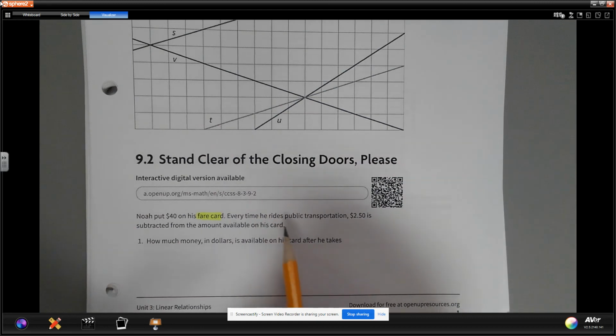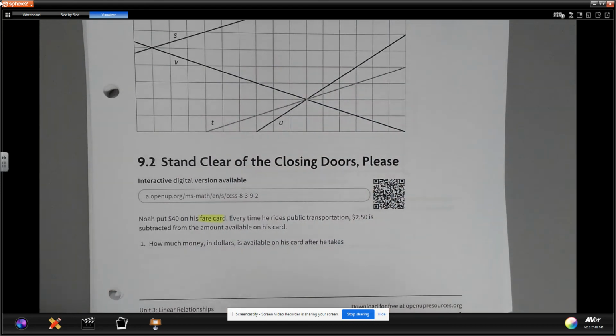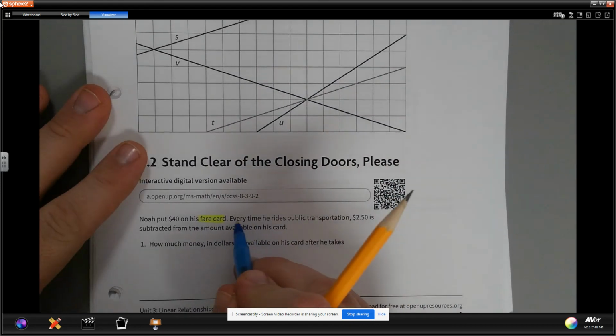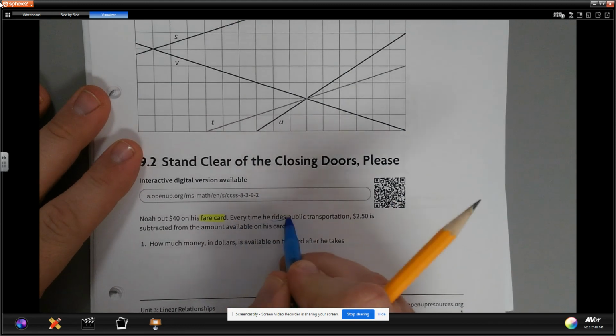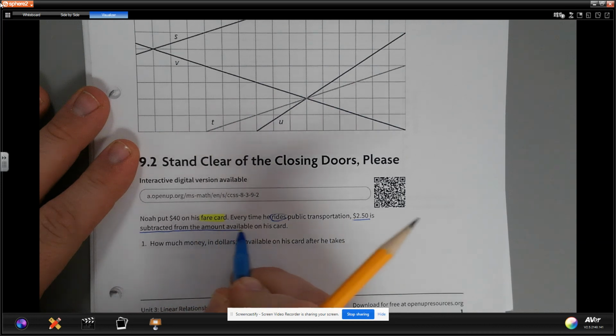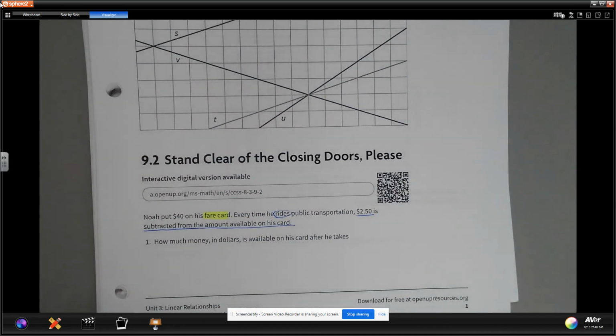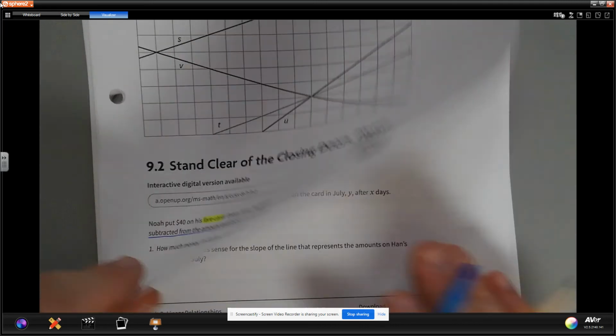In this case, every time he rides public transportation, $2.50 is subtracted from the amount available on his card. So we would see this every time he rides, it's $2.50 that is subtracted from the available amount on his card. So how much money in dollars is available on his card after he takes 0 rides, 1 ride, 2 rides, and X rides?